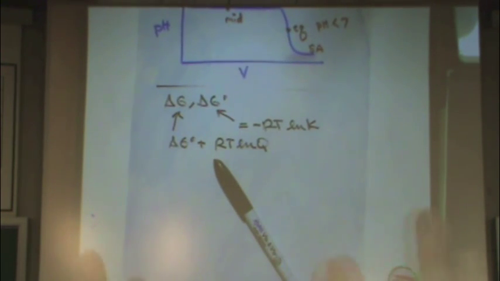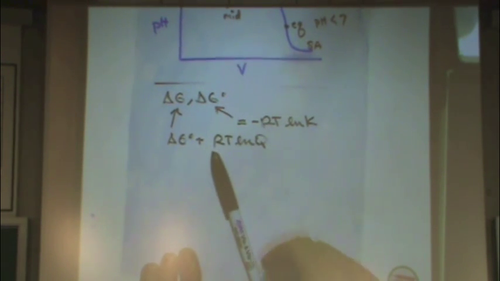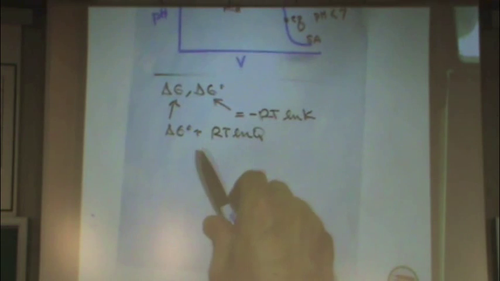So we're talking about something that's not at what we call standard state, which is what the 0 means. You're going to use this equation at the bottom, okay?